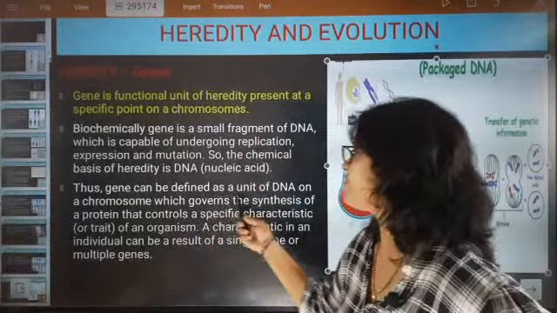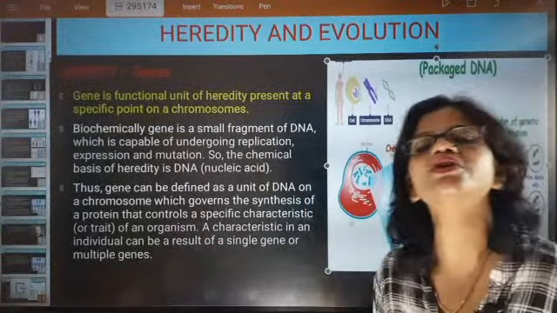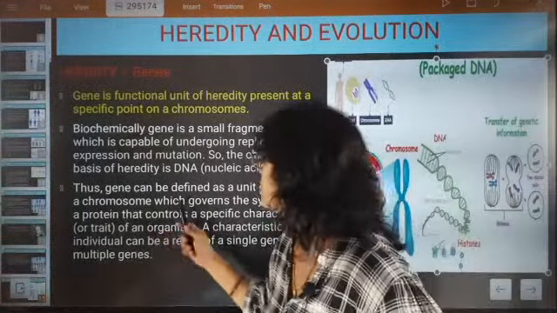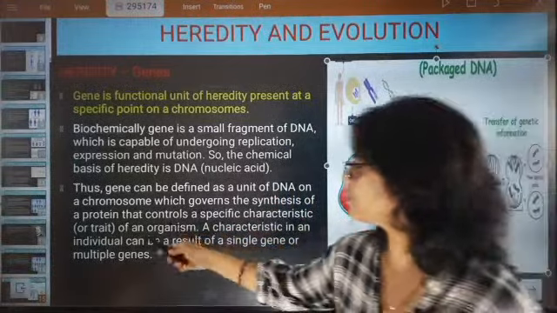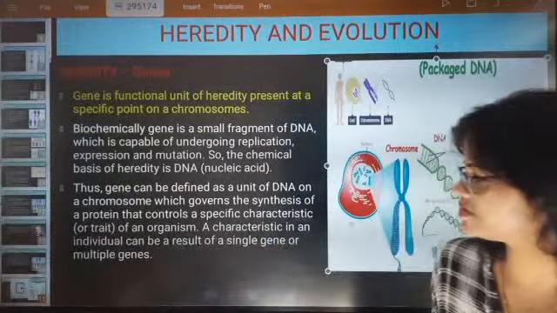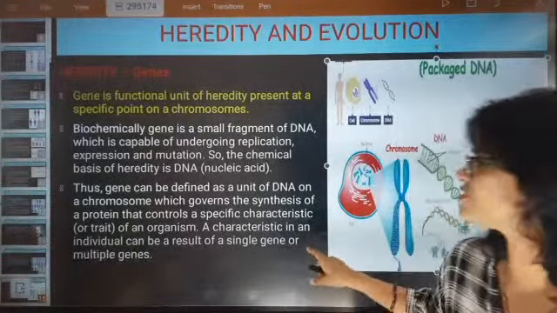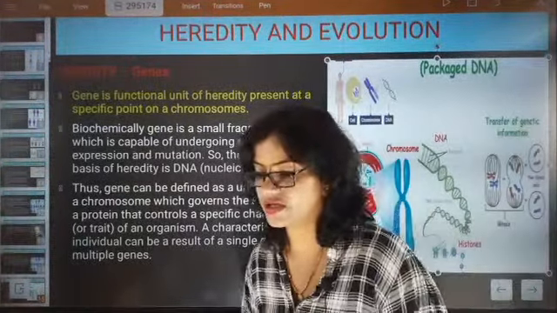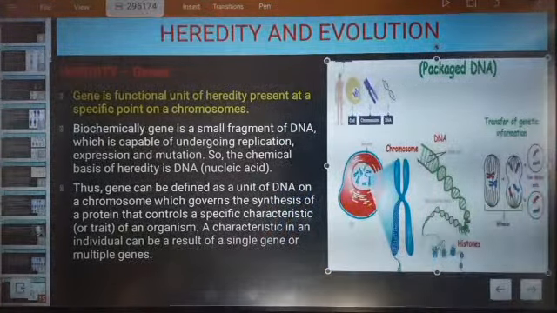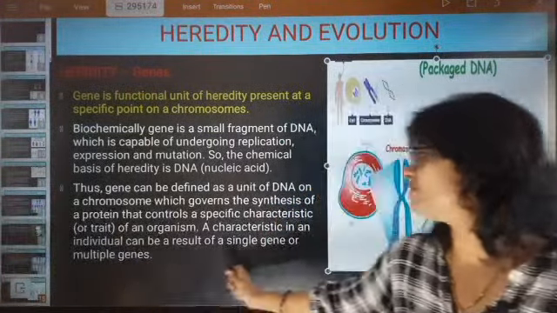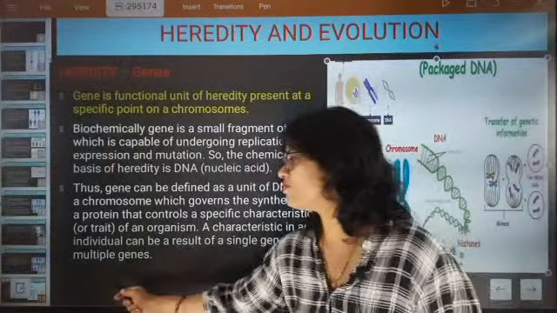So a gene can be defined as a unit of DNA. What is the unit of DNA? A gene is the unit of DNA on a chromosome which governs the synthesis of a protein that controls a specific characteristic of an organism. A characteristic in an individual can be the result of a single gene or multiple genes. So now I just want to ask this question.